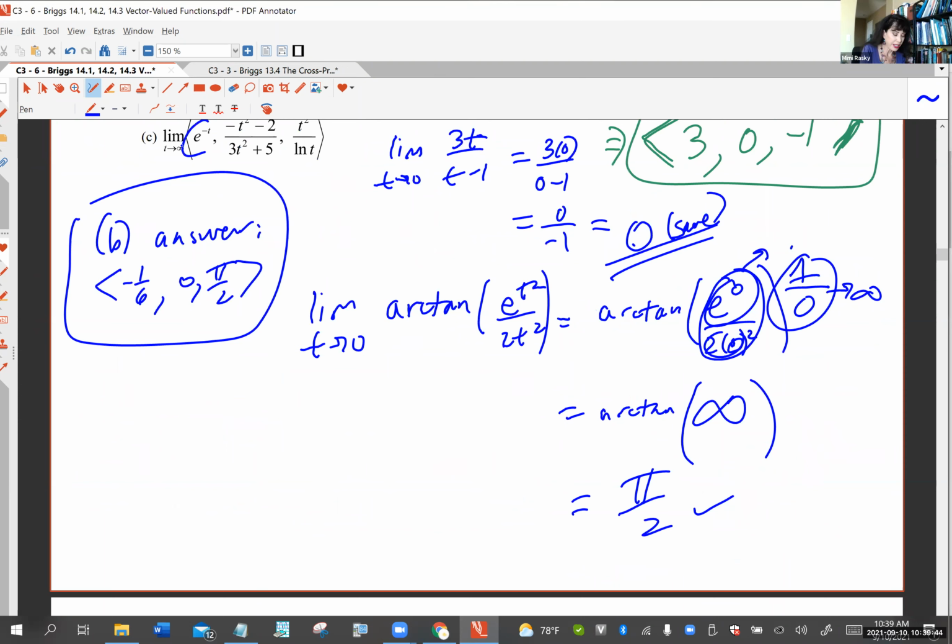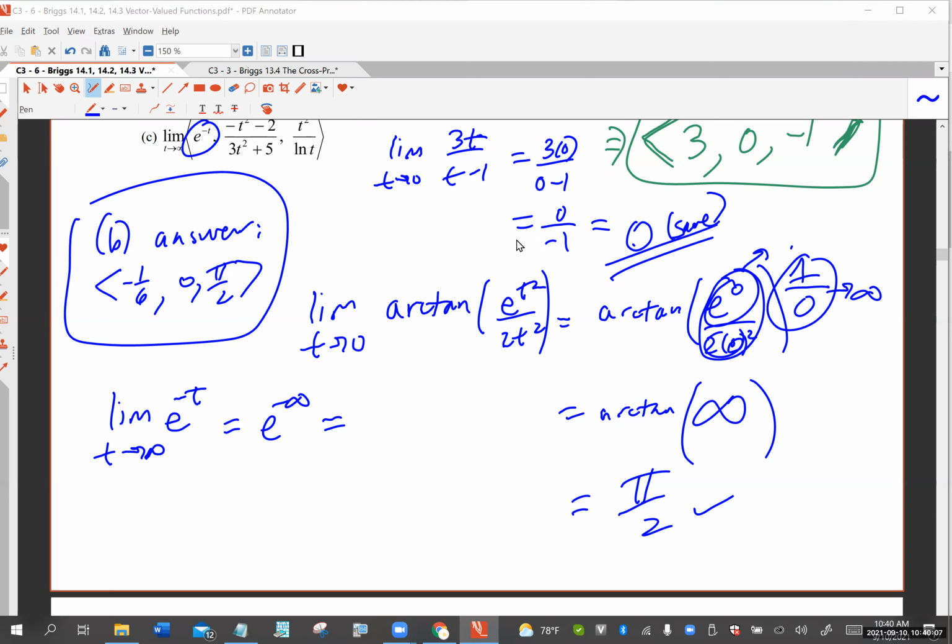So for letter C, this is limits at infinity now, of e to the negative t. Using direct sub, I get e to the negative infinity. And look at your limit facts. What did we say e to the negative infinity's result was? I believe it was 0. Okay, good. Save that for later. So the first component had a limit. Great. Let's look at the second component.